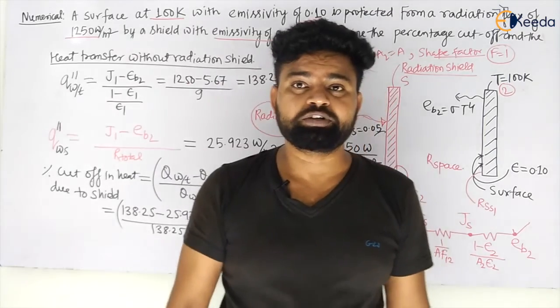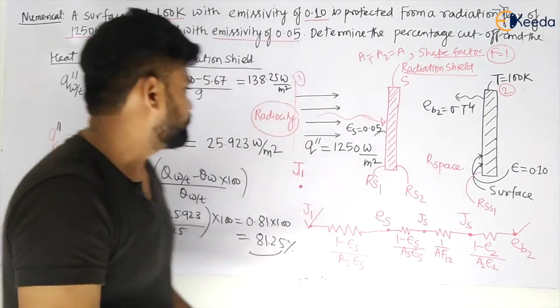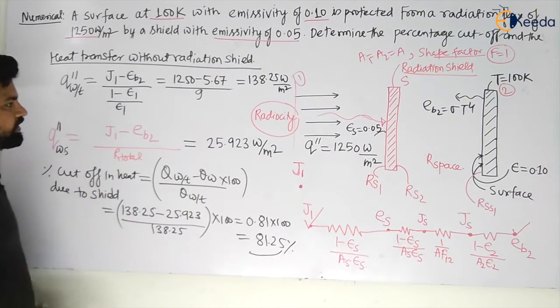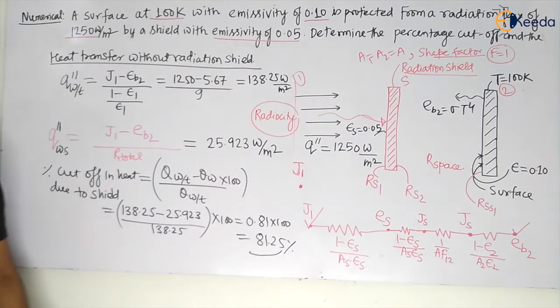So how can we calculate the temperature of the shield? We can easily calculate it. What will be the EB for the shield, my dear students? What will be the emissive power of the shield? Can we calculate the emissive power of the shield? Yes, we can calculate it. And the emissive power of the shield will be given by what? Let us see, my dear students.